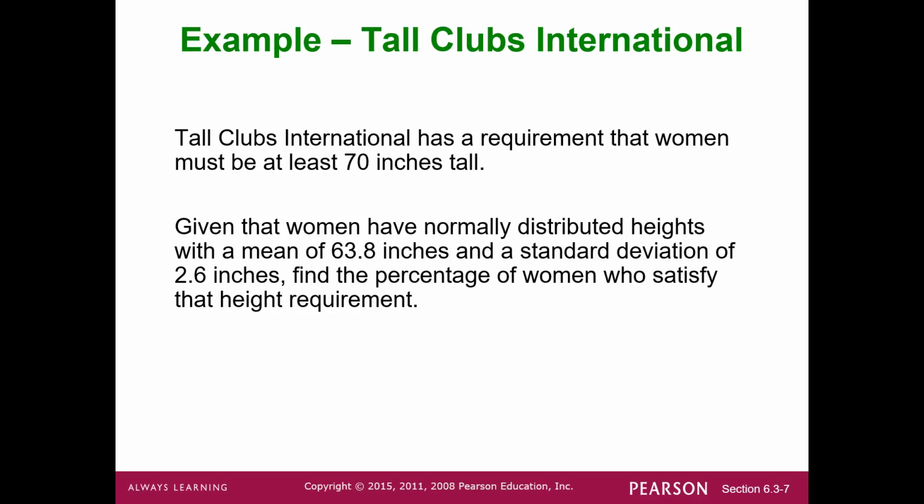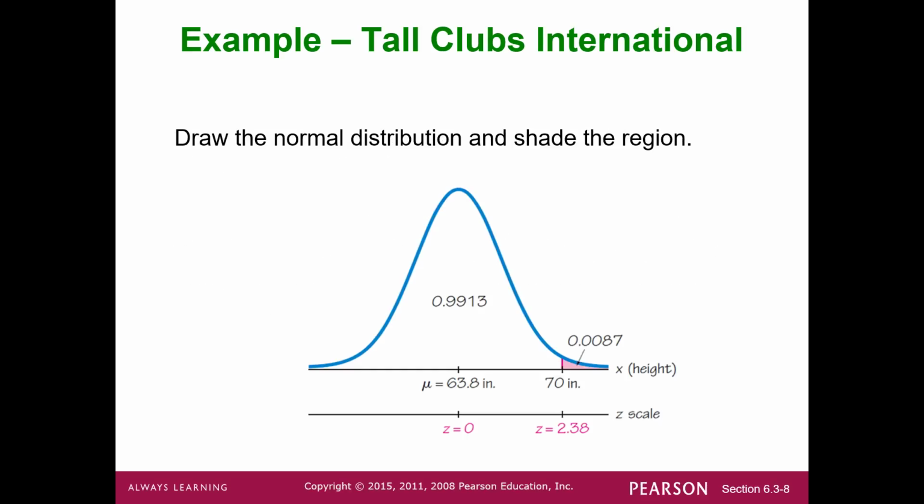And so what we'll do first is start off with a picture. Let's create a normal distribution. Let's put the mean in the middle, 63.8, and 70 inches is far above the mean, and we want to know the percentage of women who will satisfy that height requirement. So what we really want to know is the area of this pink shaded region.